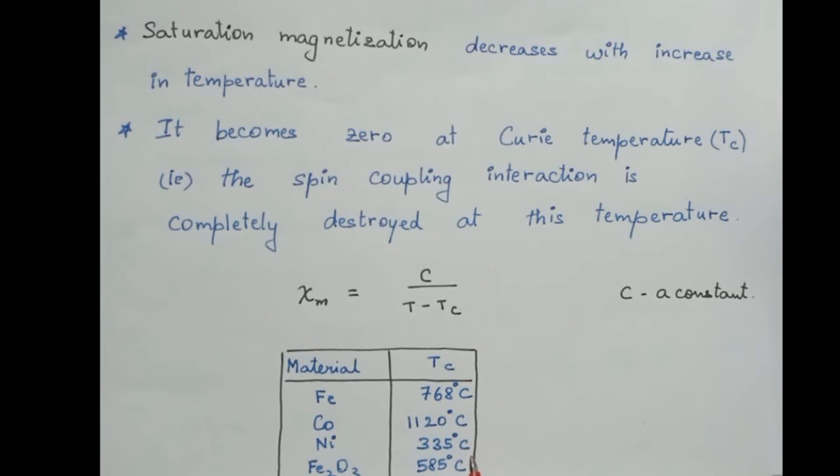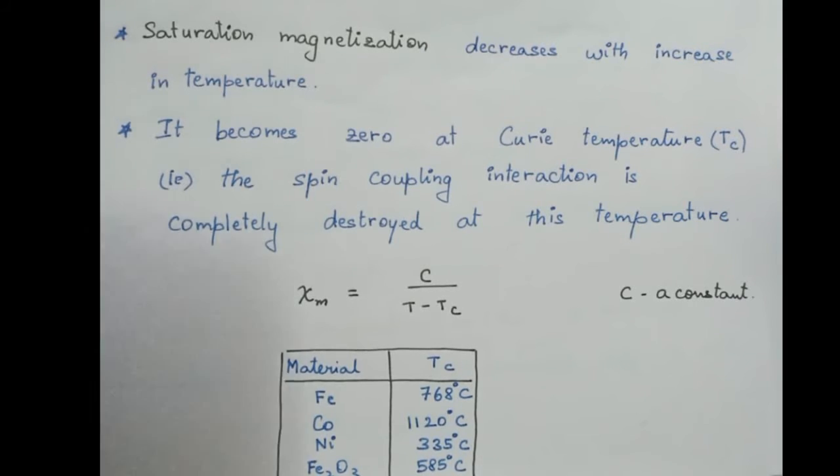Here I have listed out the Curie temperature of few elements. For iron, it is 768 degrees centigrade. For cobalt, it is 1120 degrees centigrade. For nickel, it is 335 degrees centigrade. And for Fe2O3, it is 585 degrees centigrade.